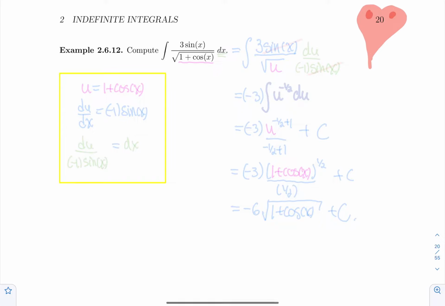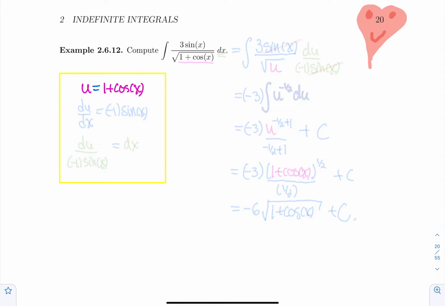So here, quick inspection, we have a denominator, which is the square root of 1 plus cos of x. And we also have something inside the square root, which is 1 plus cos of x. The derivative of 1 plus cos is minus sine. We have sine up there. So this is going to be my best try. So let's use u equal to 1 plus cos of x.